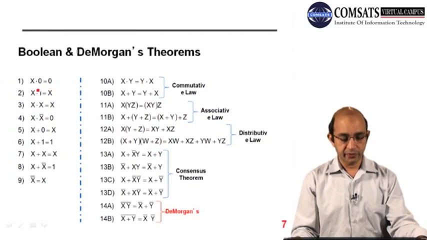Here you can see we have different axioms and theorems. We have the commutative law, associative law, distributive law, consensus theorem, De Morgan's law. These are the axioms: x dot 0 is 0, x dot 1 is x, x dot x is x, and x dot x bar, the complement, is 0.